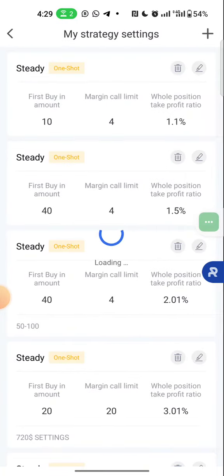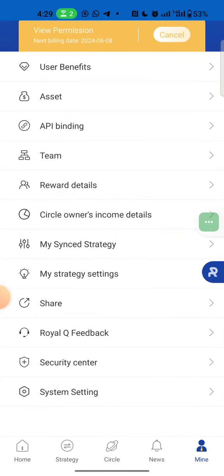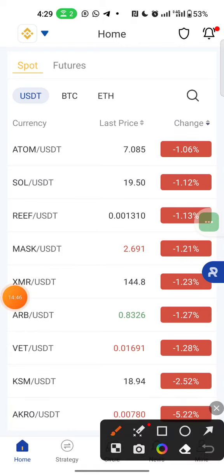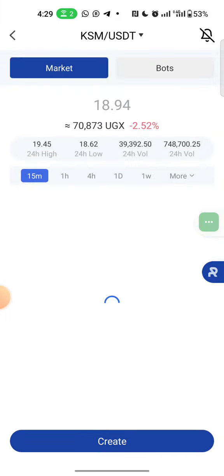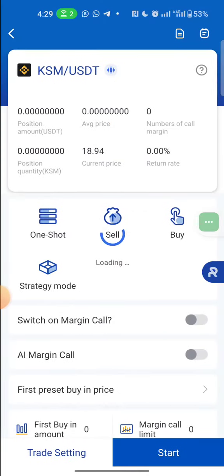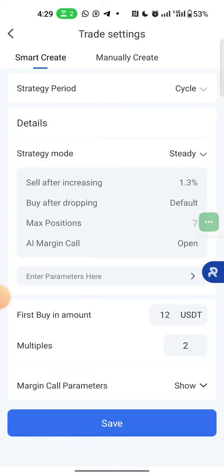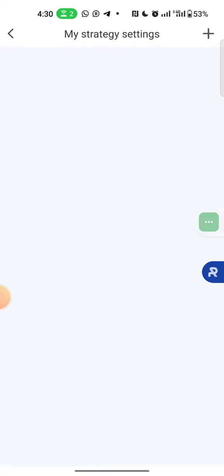And after you've created your settings and you would love to pick a coin to trade, you just come on home here and you tap on the search icon. You look for the name of the coin you want to trade. Let me say KSM. You tap on Martingale bot. Create again. Next. Then you tap on trade settings. Then you tap on manual create. Then you tap on choose a strategy. Then you touch your strategy that you created.